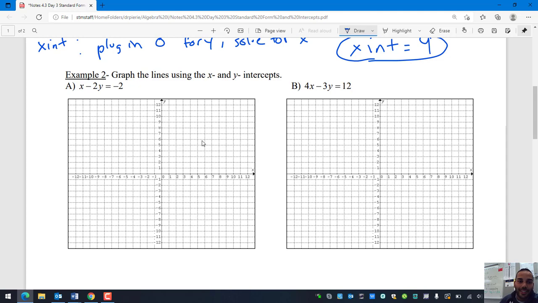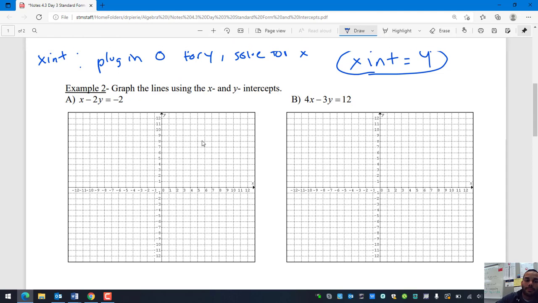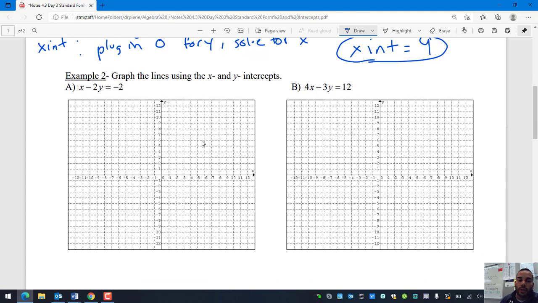Okay, so another example. I'm going to graph the lines using the x and y intercepts. What's nice is if you're making lines, all you really need is 2 points. If you have 2 points, you can connect those 2 points together and you'll have the graph of that line. So we're going to graph the line using the x and y intercepts. If we find these 2 points, we have enough information to actually graph the line. So we have x minus 2y is equal to negative 2.